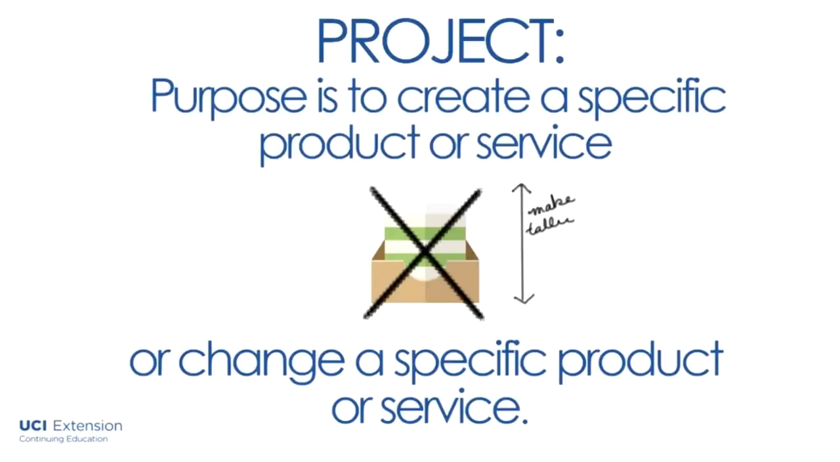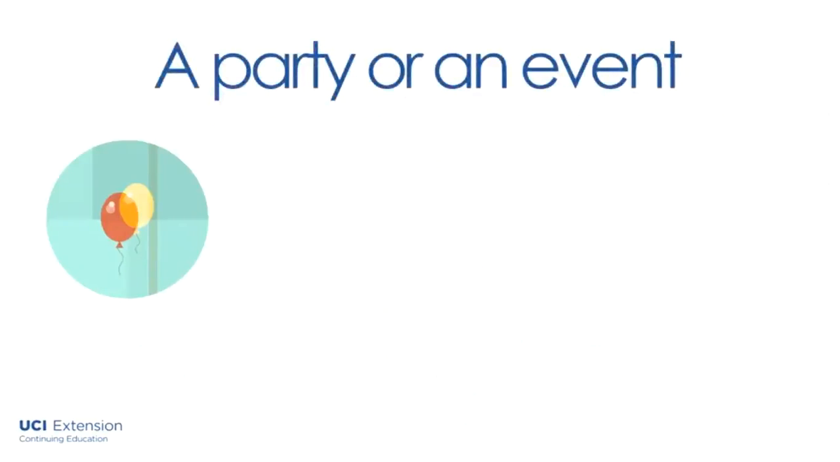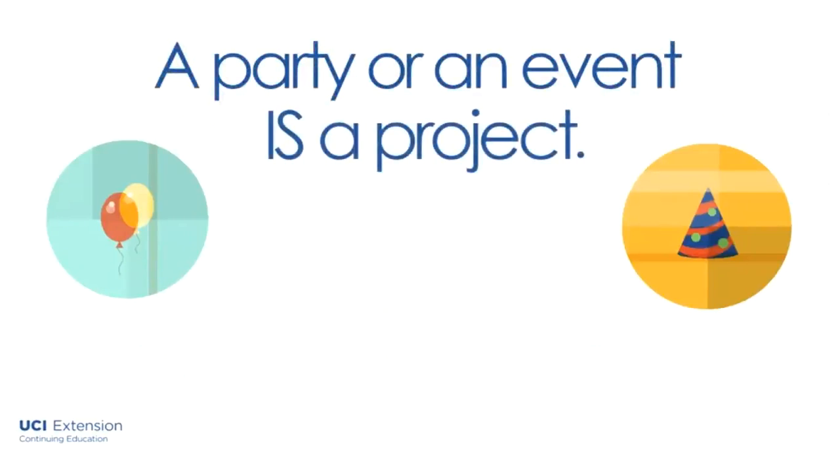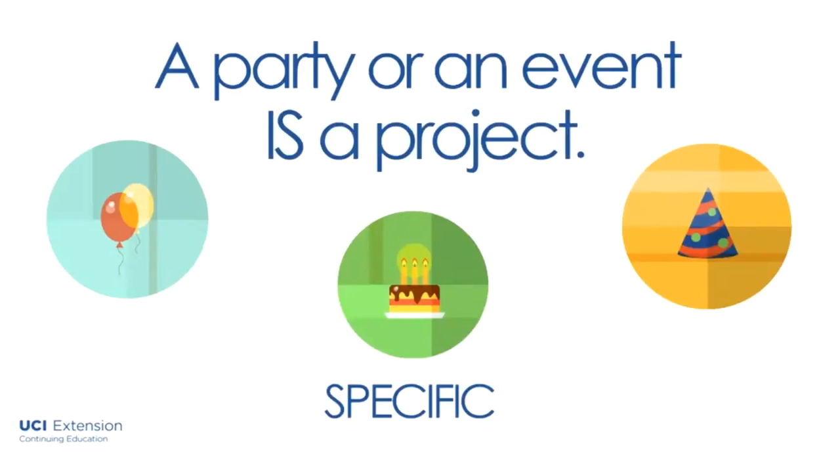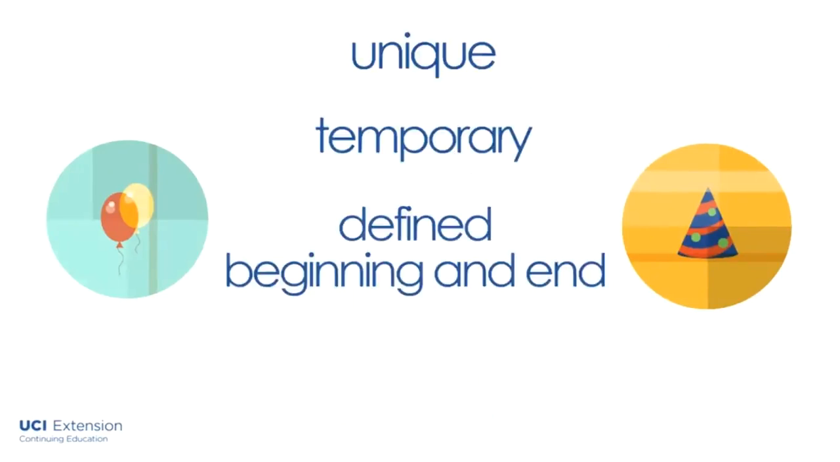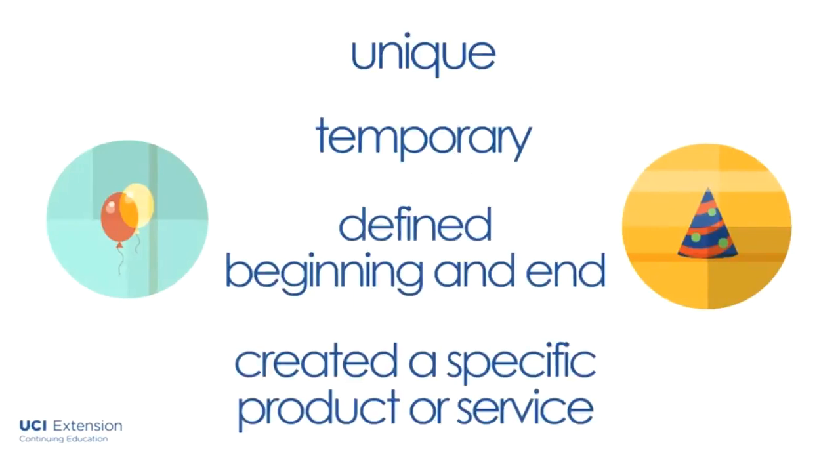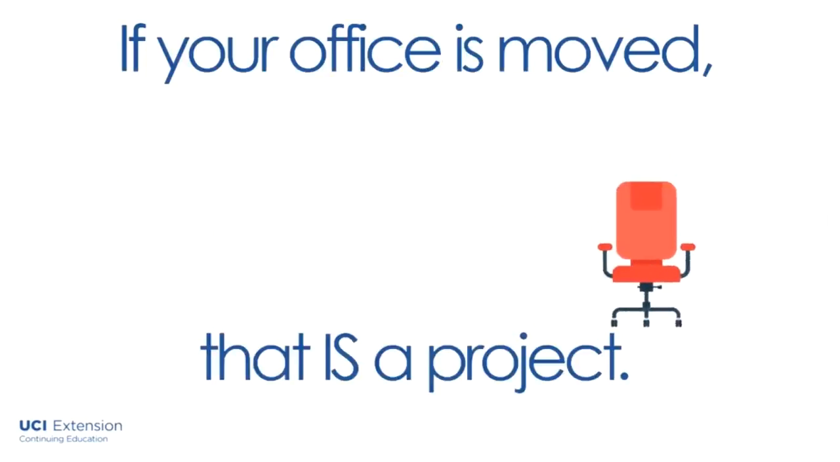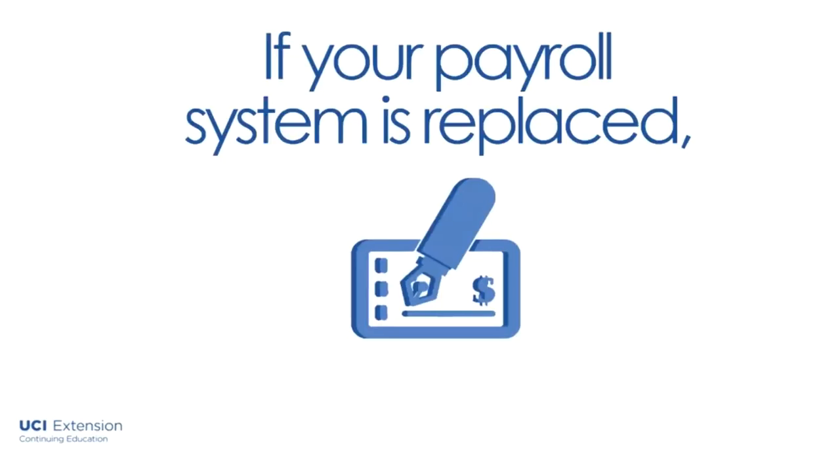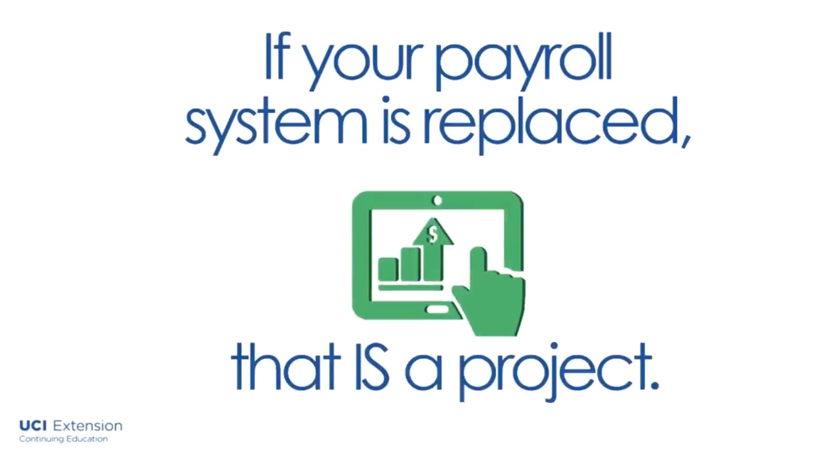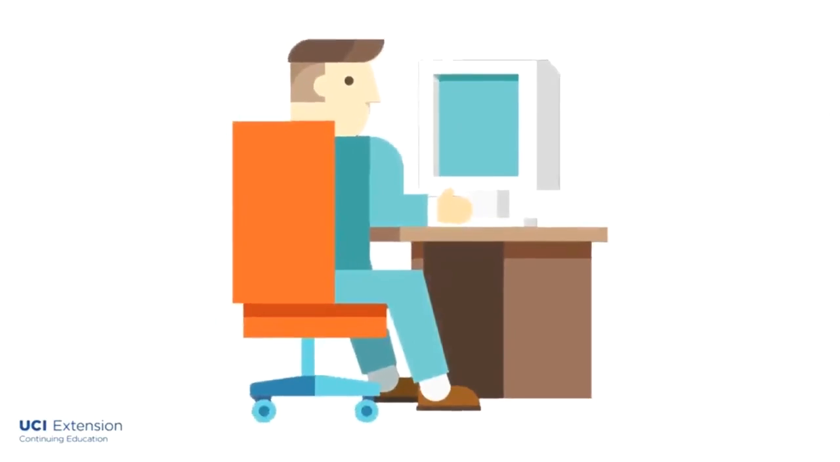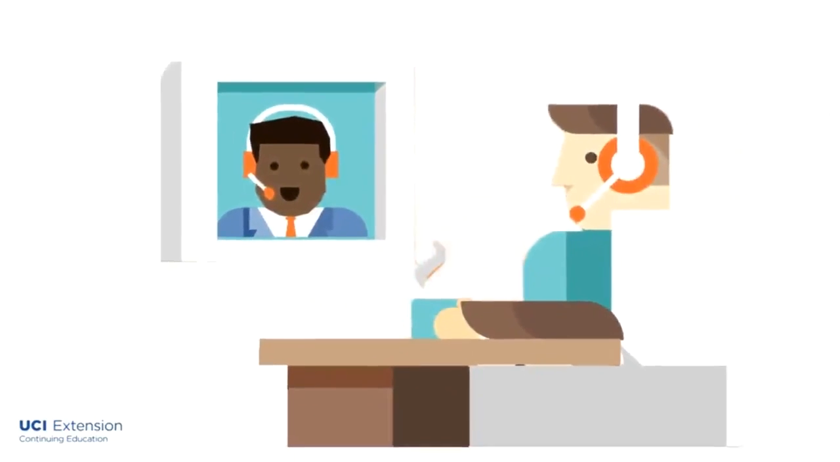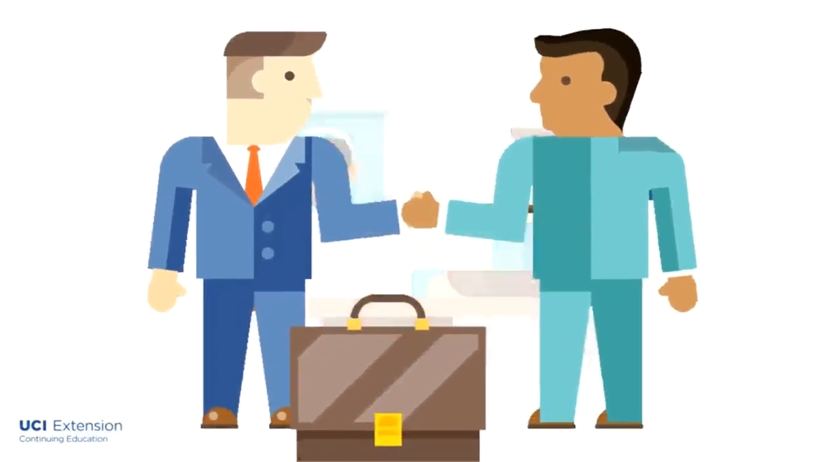Let's consider some examples. If you have ever planned a large party or an event, that is a project. It was a specific party for a specific reason. It was held on a specific date and time. That means it was unique, temporary, and had a defined beginning and end, and created a specific product or service. At work, if your office is moved, it will most likely be handled as a project. If your payroll system is replaced with a new payroll system, that's a project. If your human resources department decides to change the processes they use to recruit and interview and hire new employees, that too can be handled as a project.